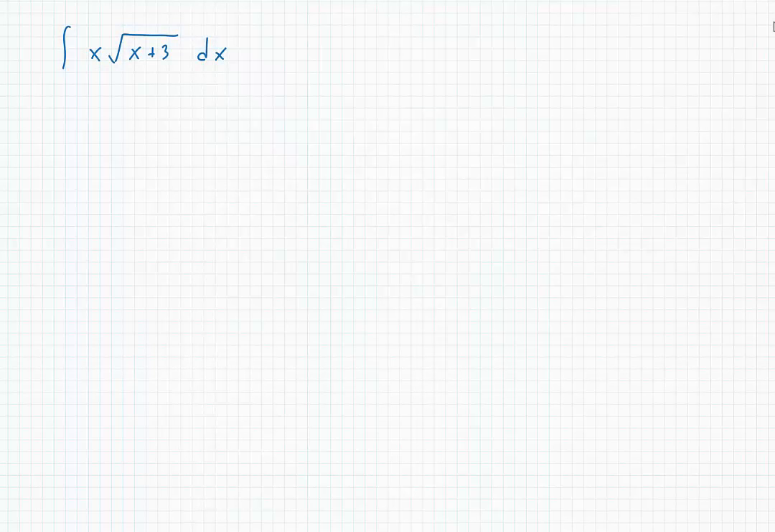Here's a bit of a strange u substitution problem. If we take a look at this, we see that we have an x outside of the square root and x plus 3 inside the square root. The derivative of either of those pieces is just a constant. So there doesn't appear to be a good choice of u. For instance, if I let u be equal to x plus 3, the derivative would just be 1, and it wouldn't involve an x. So how do we go about making that substitution?